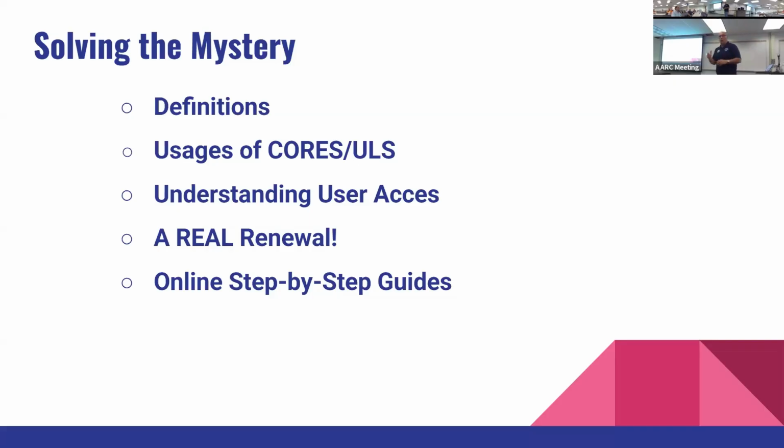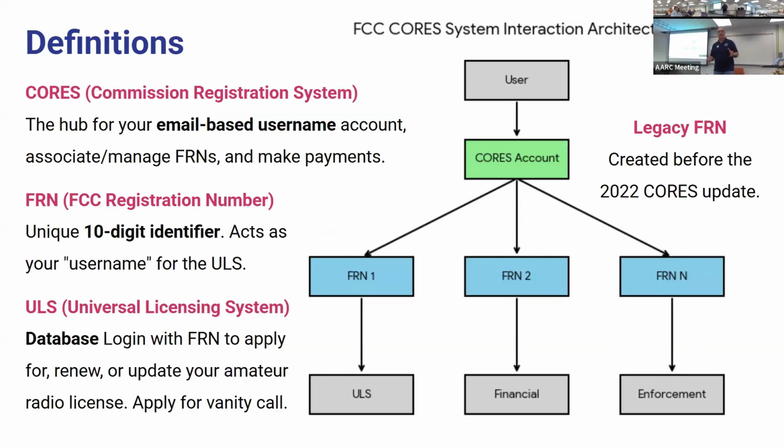And then I will walk you through, step by step, me renewing my license, a screenshot at a time. 7 minutes and 33 seconds is how long it took me to renew my license. And I've got a special, double top secret bonus at the end that I'll show you. That's something I got in the email today from our friends at the Federal Communications Commission. And then I'm going to wrap up with some links, some online step-by-step guides. This is the part where it's important.